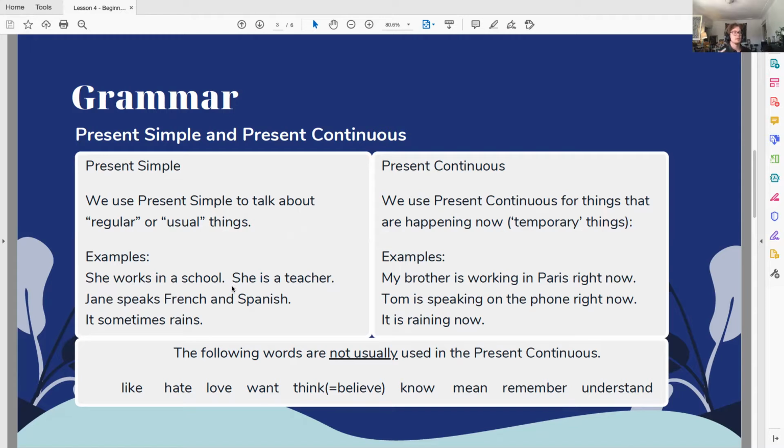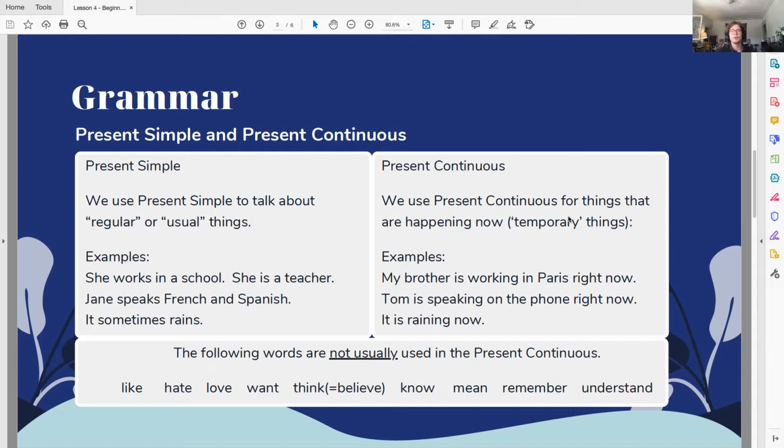The present simple is the simplest kind of conjugation because they're things that are always happening. Always true, basically. If we're talking about Jane, who speaks French and Spanish, she does not stop speaking French or Spanish in the foreseeable future. So we would just say she speaks French and Spanish because at any given time, it's going to be true.